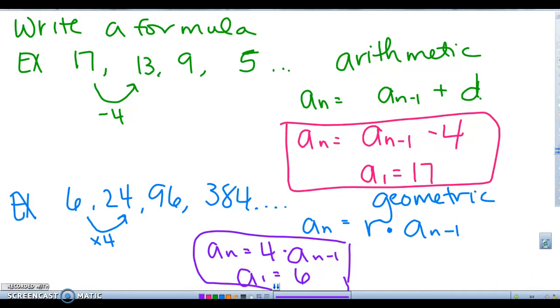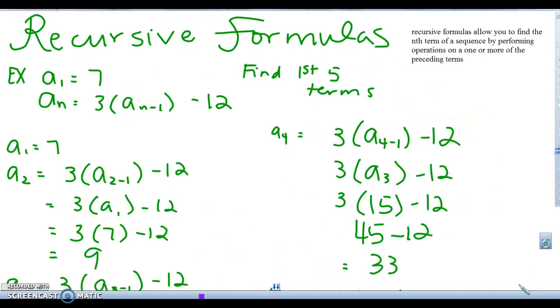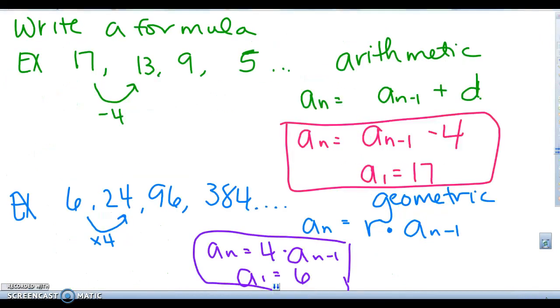Okay, so if you think back to that first example, where I had 3 times a sub n minus 1 minus 12, this is both geometric and arithmetic. The multiplying by 3, that's my geometric part, and then the minus 12 is my arithmetic part. Okay, so it is possible to be both.